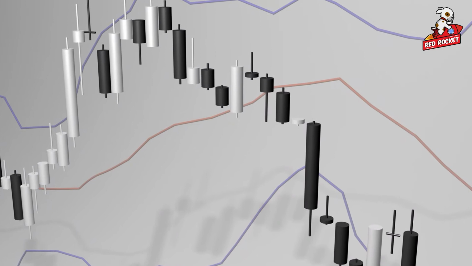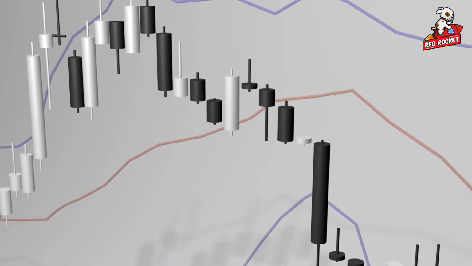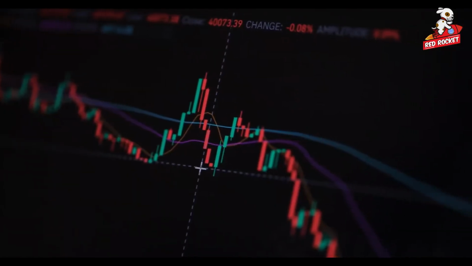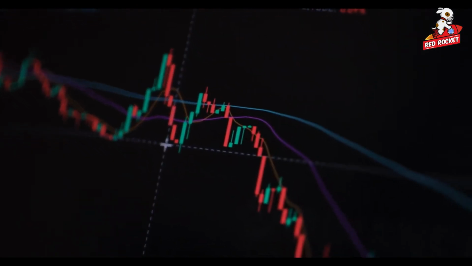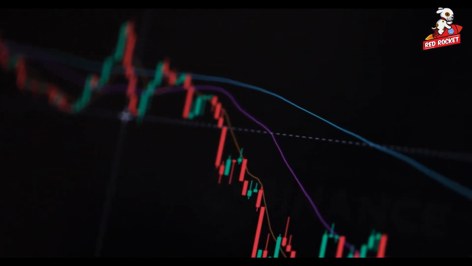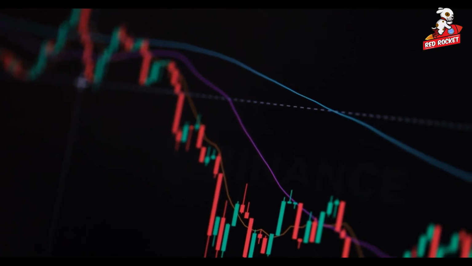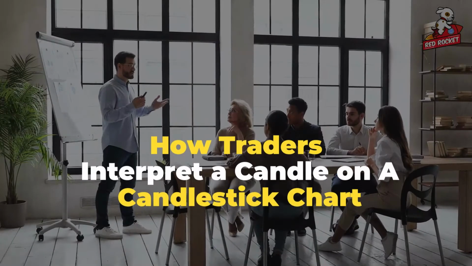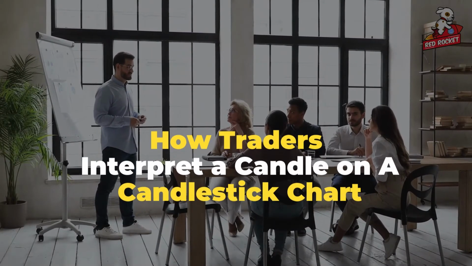Real candle bodies can be long, short, black, or white. Shadows, on the other hand, can be short or long. Knowing how to interpret candlesticks will go a long way in helping you predict price movements. How traders interpret a candle on a candlestick chart. To start using candlestick patterns when trading, you must first understand how to interpret candles in a chart.